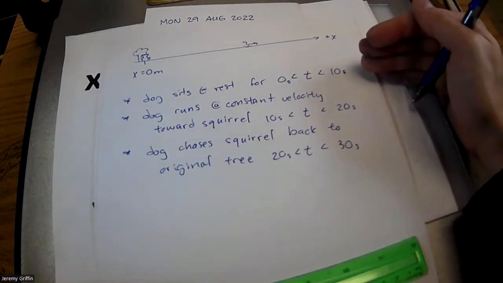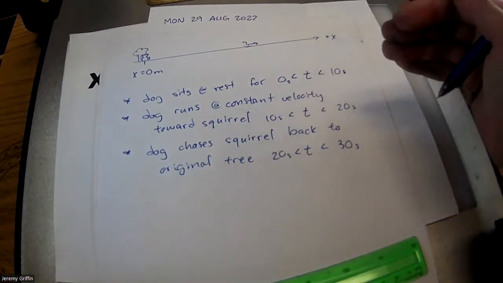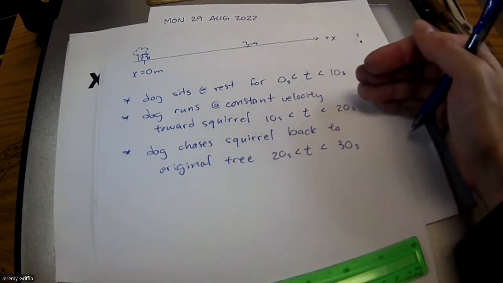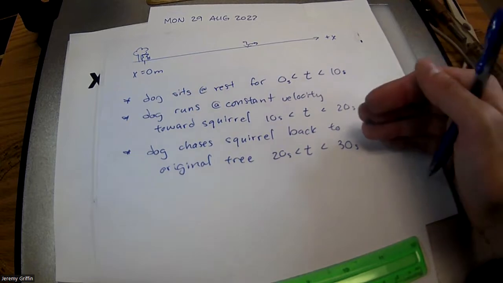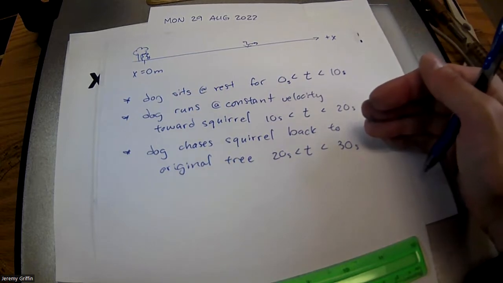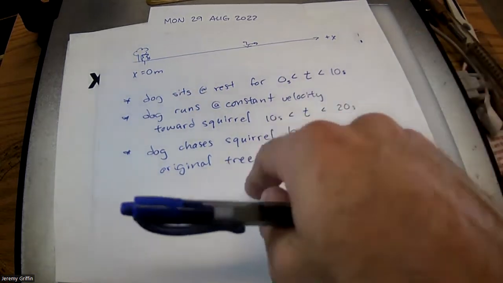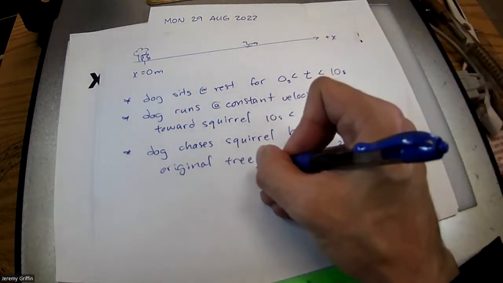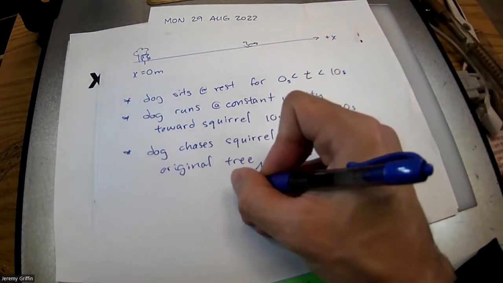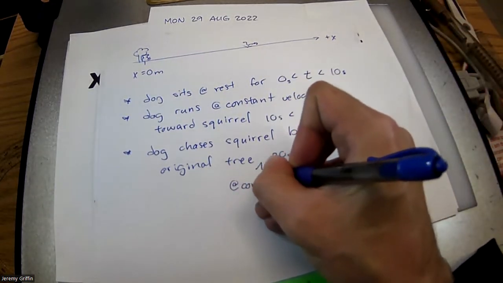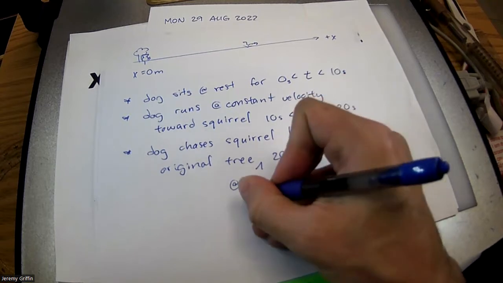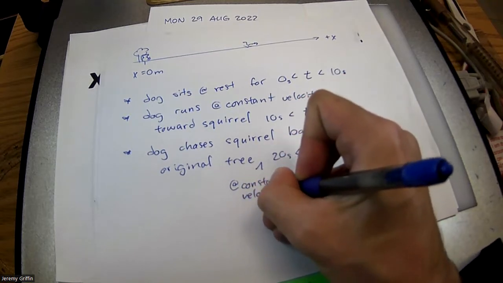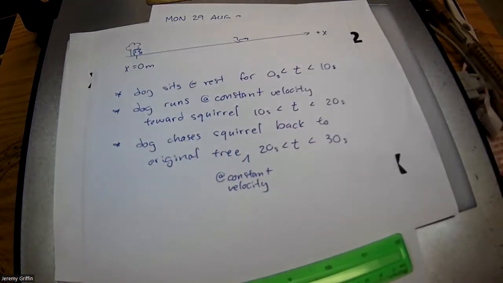Dog's just sitting by the tree for 10 seconds. Dog's running at constant velocity towards the squirrel for 10 seconds. And the dog runs back towards the tree for the last 10 seconds. Let's say this is also constant velocity. Back to the original tree, I meant to put in that detail, at constant velocity. But it might be a negative velocity, right? He's running back the other way.